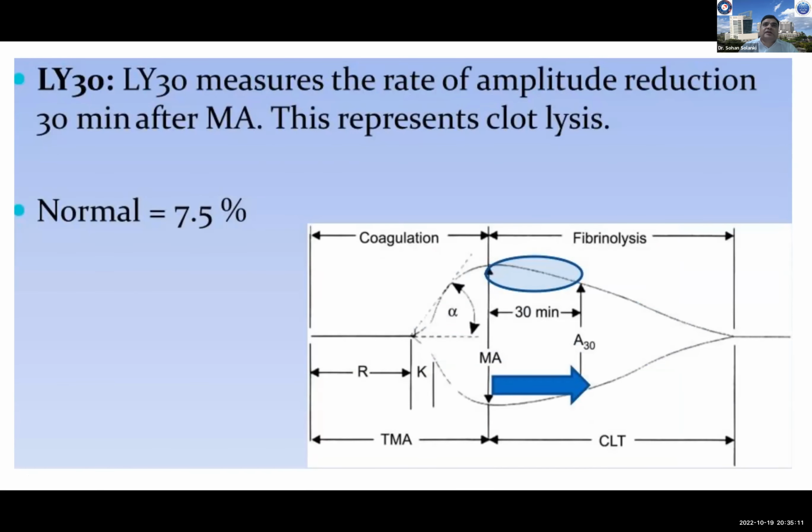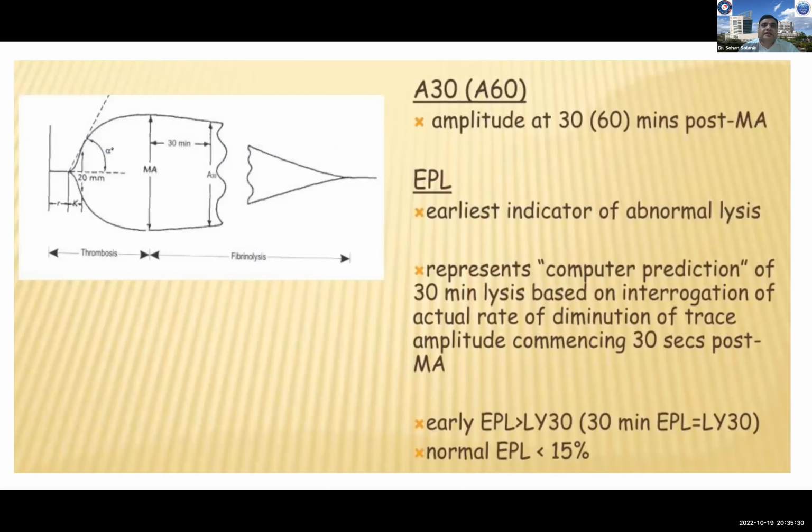Then comes the lysis part, lysis 30 or lysis 60, which is the lysis at 30 minutes or at 60 minutes after the MA. It will tell you how the clot is lysing, and the normal lysis is around 7.5% after the MA. Then come some less commonly used terms like A30 or A60, the amplitude at 30 or 60 minutes after the MA has been reached, and the EPL, the estimated percentage lysis of the clot after the MA has been reached, but they are not very commonly used.